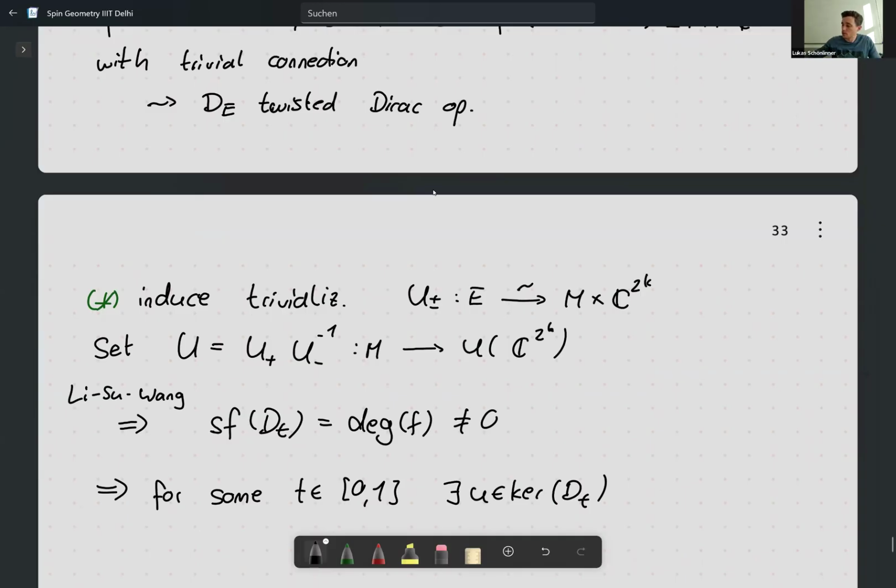I hope that I wasn't too fast now, but I wanted to include the spectral flow here because it's kind of an important concept.